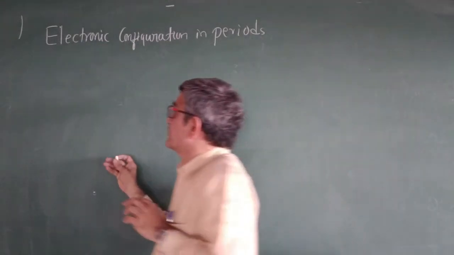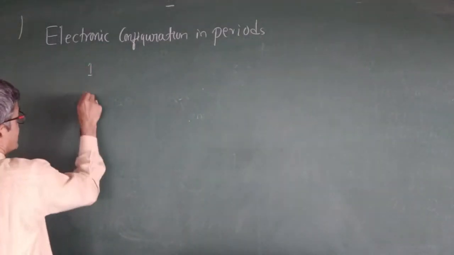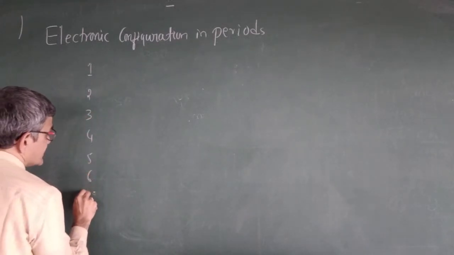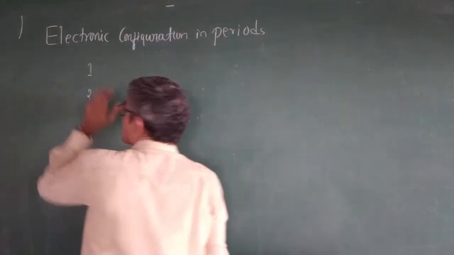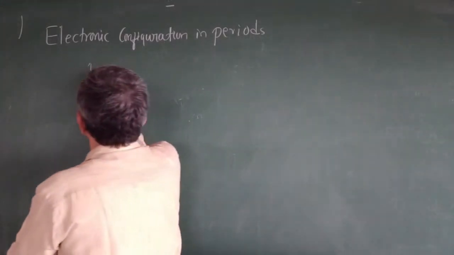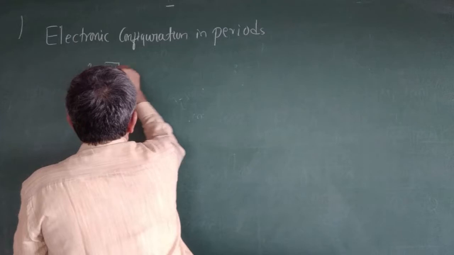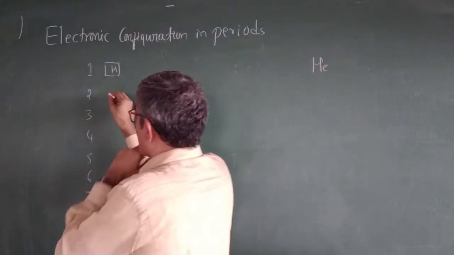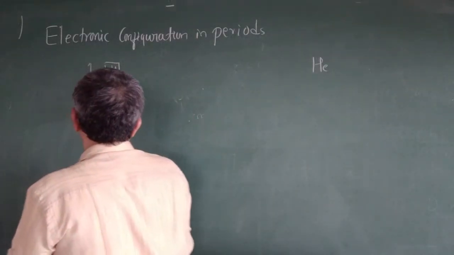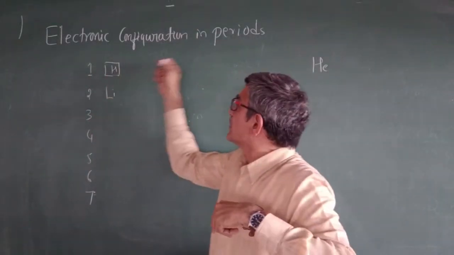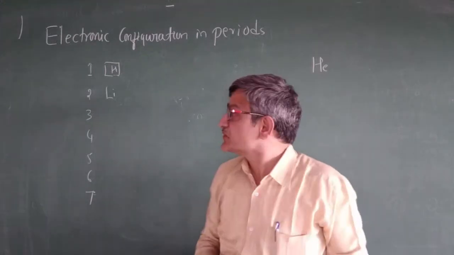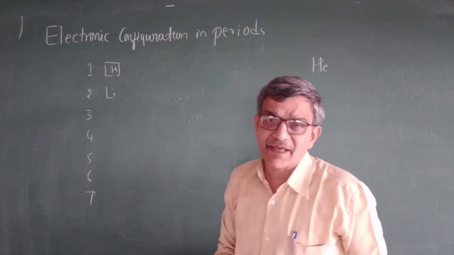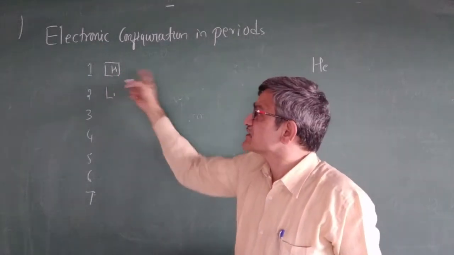Okay. So we know there are 7 periods: 1, 2, 3, 4, 5, 6 and 7. In the first period we have hydrogen and helium. Next is lithium, the second period. So here we have only 2 elements, which corresponds to 1s. Okay, it indicates each period.